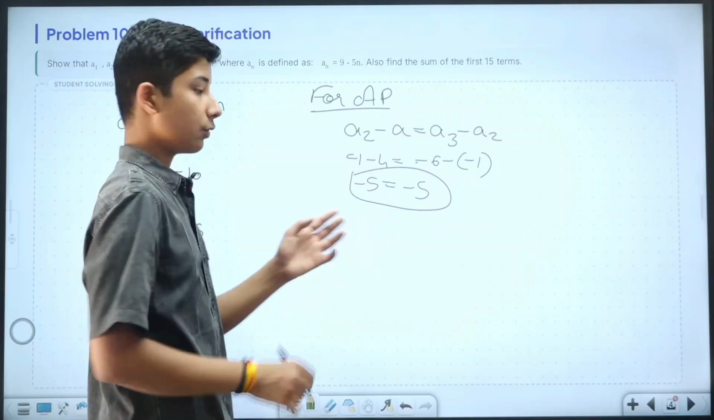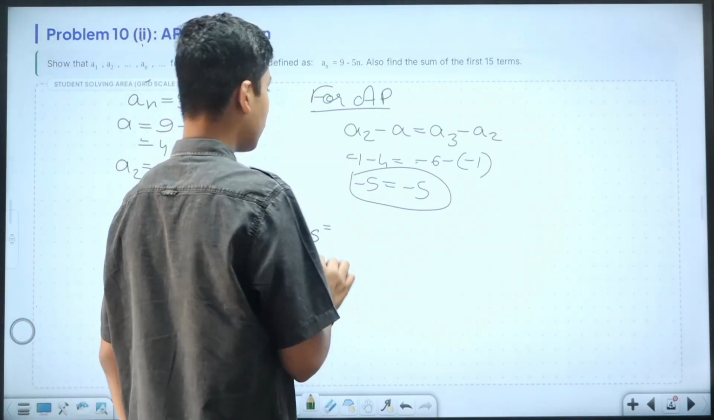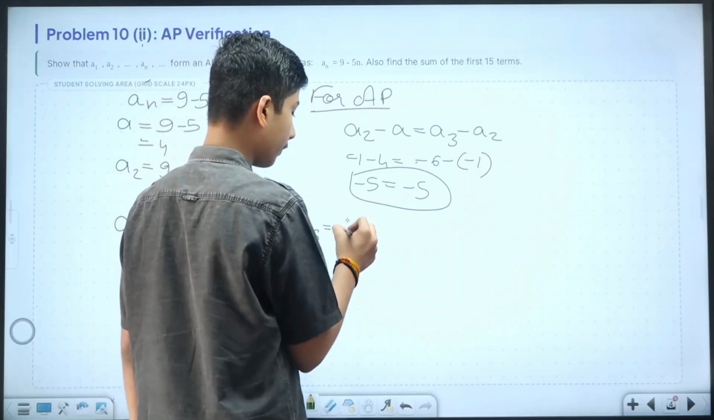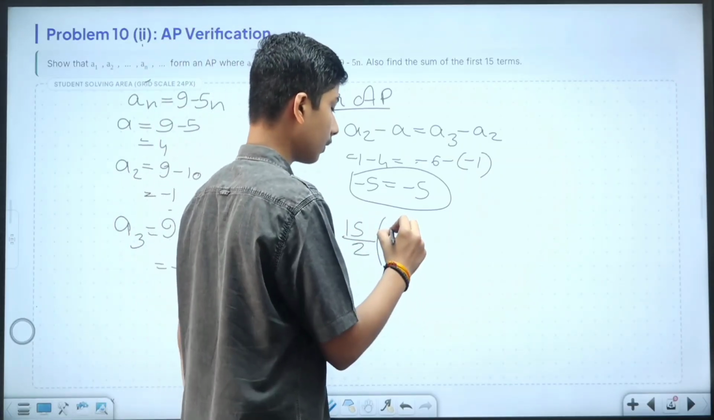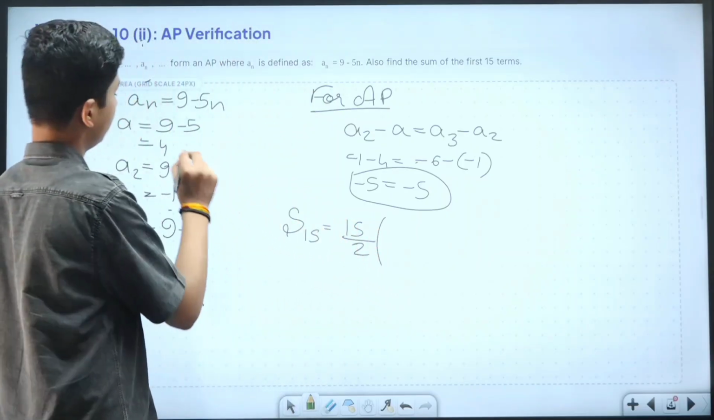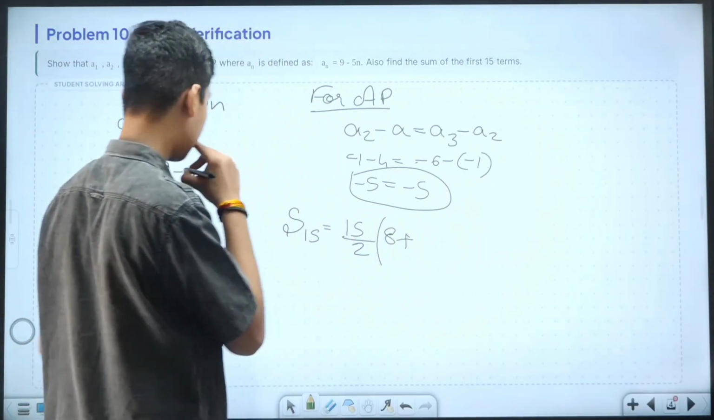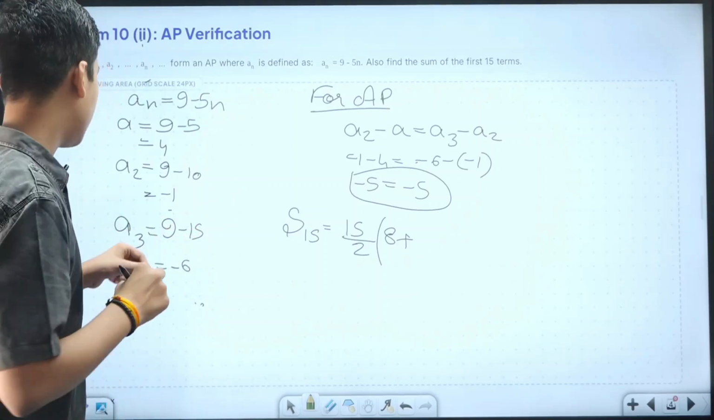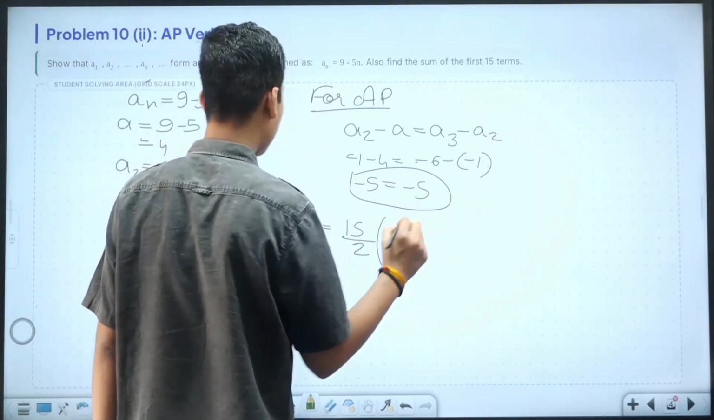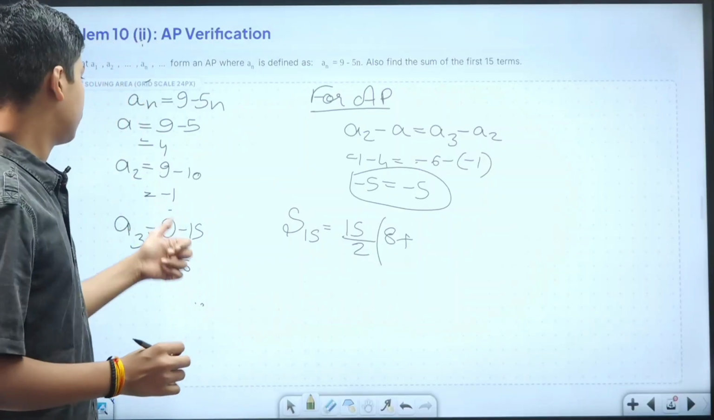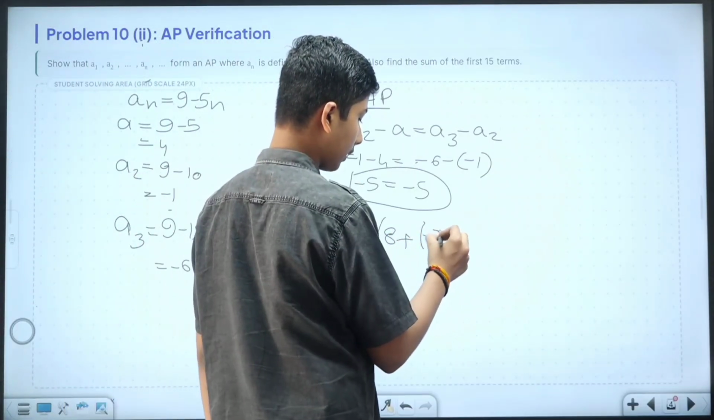So what we will do? We'll now find S15. The sum of 15 terms will be 15 by 2 into 2 into A, 2 into 4, plus n minus 1 into D. Now n is 15, so again 14 into D. D was minus 5. So 14 into 5 is 70, minus 70.